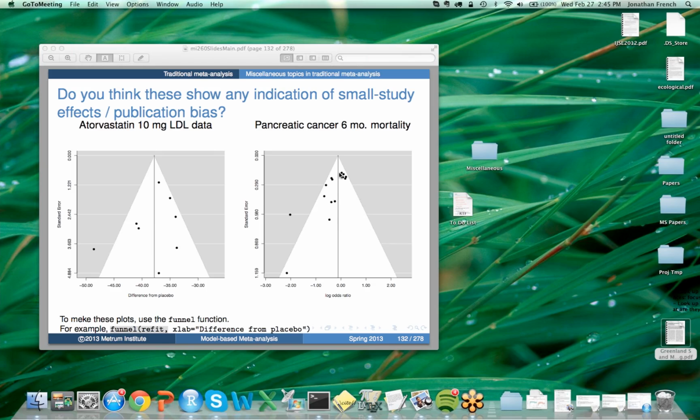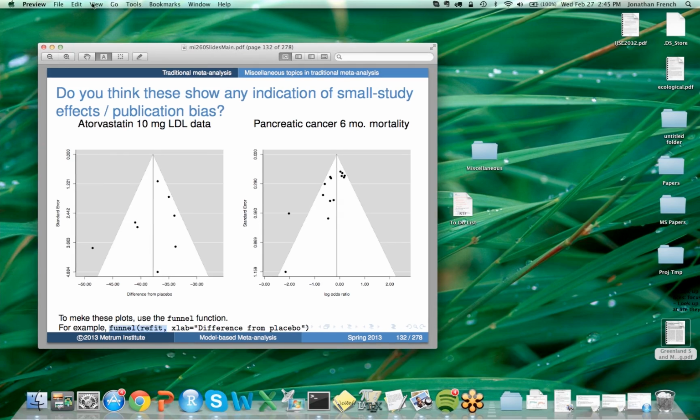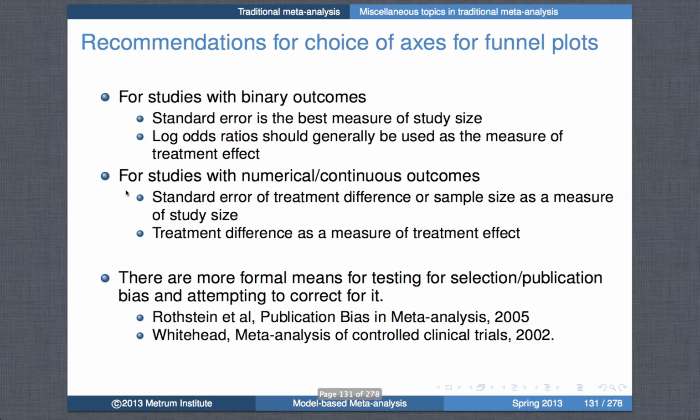So there are some guidelines for making funnel plots. And I'll go back here to full screen. That give us some guidelines around what to plot on the x-axis and what to plot on the y-axis. As you can imagine, there's lots of different measures of treatment effect. Typically what we'll want to do is make the measure of treatment effect the same as the one that we're performing the analysis using. And generally when we're working with binary outcomes, you'll see in the literature most of the recommendations are to work with the log odds ratio.